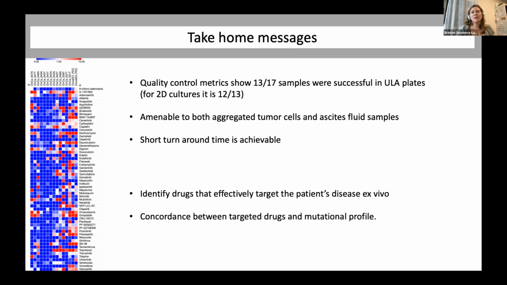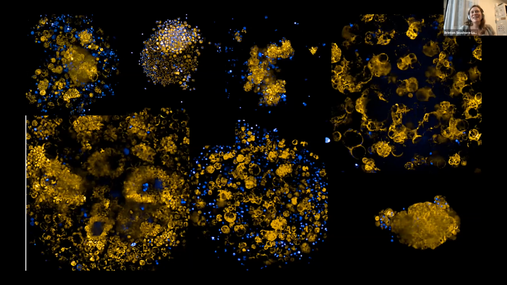And in terms of the biology, we are able to identify drugs that effectively target the patient's disease ex vivo. And we do see good concordance between targeted drugs and the mutational profile of the patient. So we're looking forward to exploring this more. These two points are both the same for the 2D that we've done with the large drug screen as well. And with that, I'd like to show you just quickly what the diversity of the images looks like.